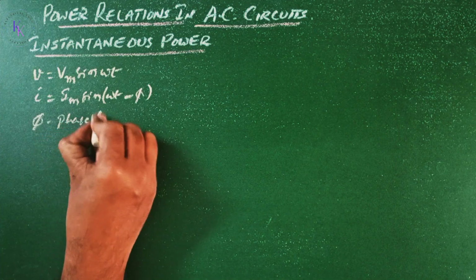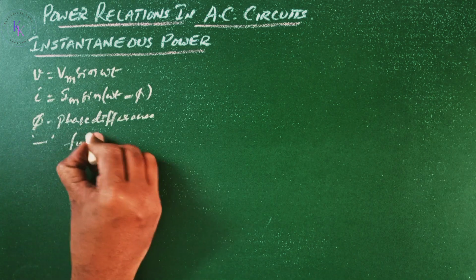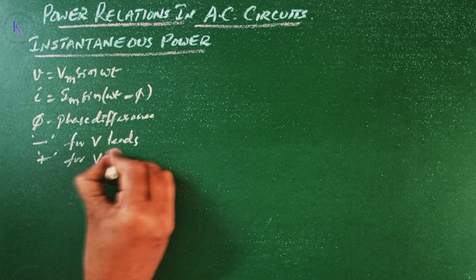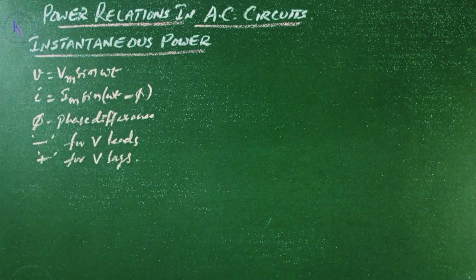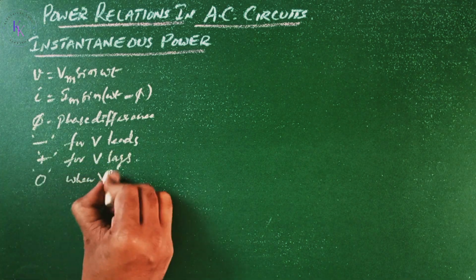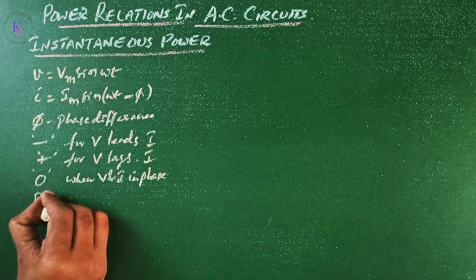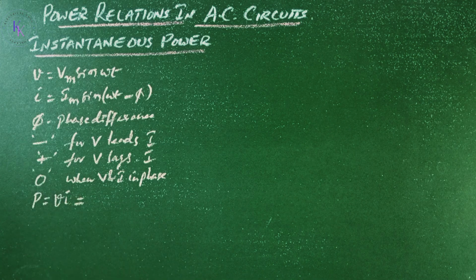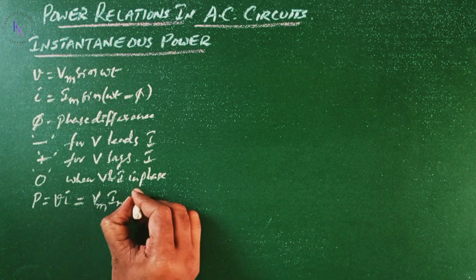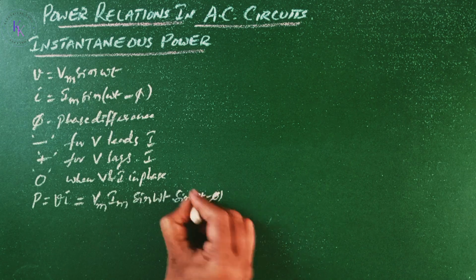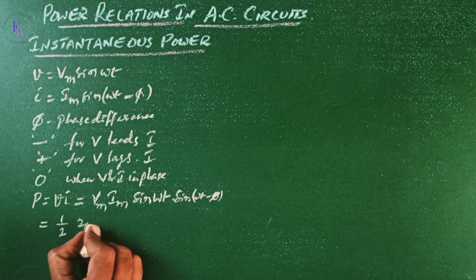The phase difference is negative when voltage leads, positive when voltage lags, and phi equals 0 when V and I are in phase. Now, the instantaneous power P is given by VI, that equals Vm Im sin omega t multiplied by sin(omega t minus phi), multiplied by 2 and divided by 2.